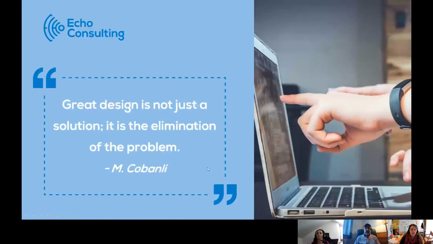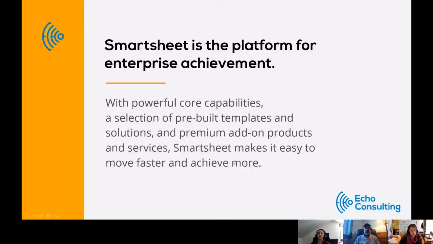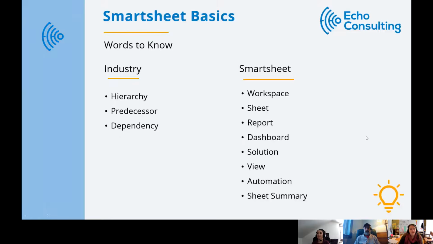Great design is not just a solution, it's the elimination of the problem. So Smartsheet is a platform. I think of it mostly in terms of project management, but it has built out a lot in the IT space in terms of ticketing. It's also built out a lot in the marketing space. It can be used both for product and project management. And it also has a pretty significant dashboarding capability. So it is starting to be used more for enterprise roll-up information and integration of multiple data sources with an easy to use, non-developer needed dashboarding component as well.